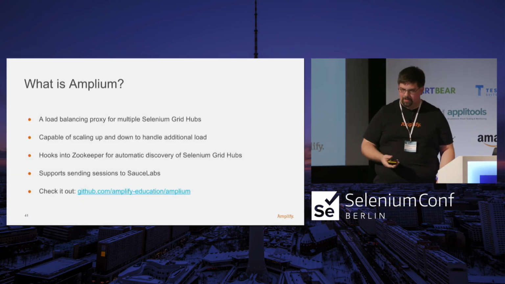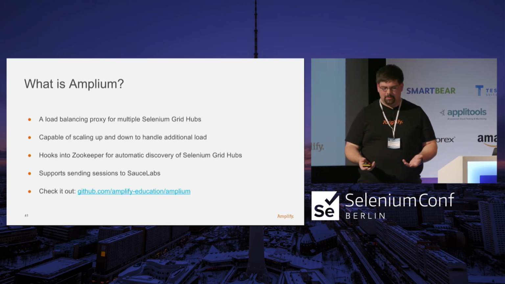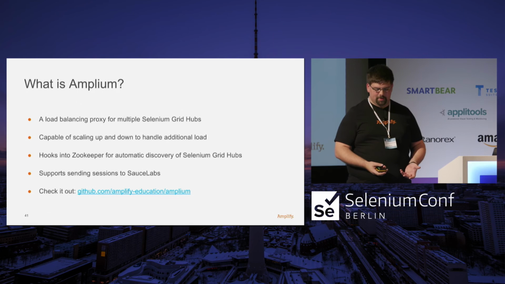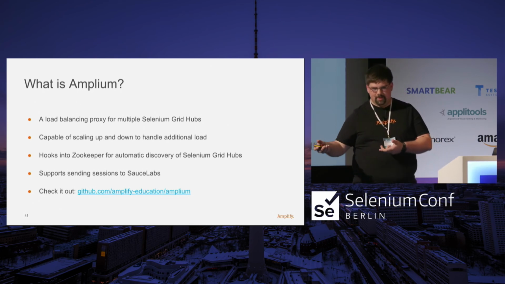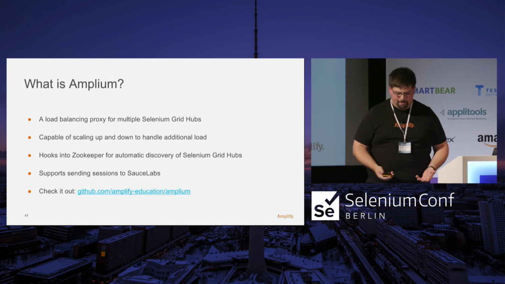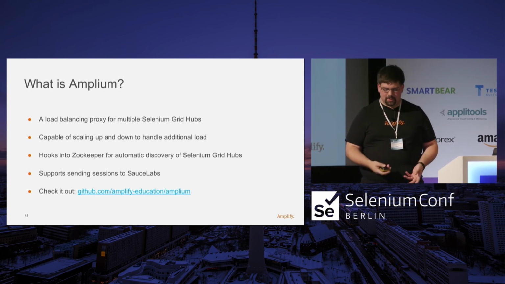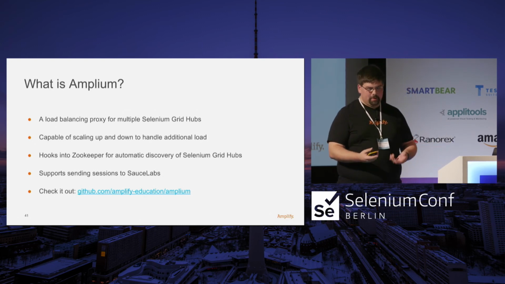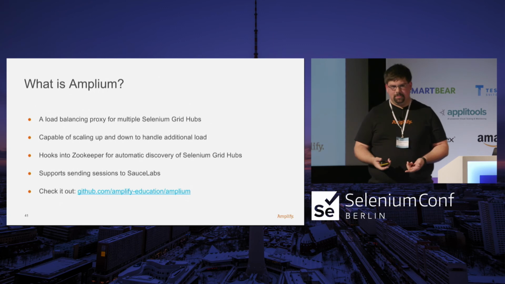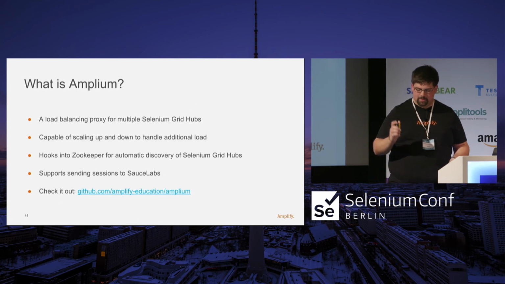So what we did was we made Amplium. Amplium is a load balancing proxy for multiple Selenium Grid Hubs. It's capable of scaling up and down to handle additional load. You can have 1 Amplium, you can have 1,000, doesn't really matter. What it does is it hooks into Zookeeper for automatic discovery of Selenium Grid Hubs. I'll talk a little bit more about that. Another thing that we built in that we thought was really cool is that it supports sending sessions to SauceLabs out of the box. You give it a little bit of configuration and it does it.